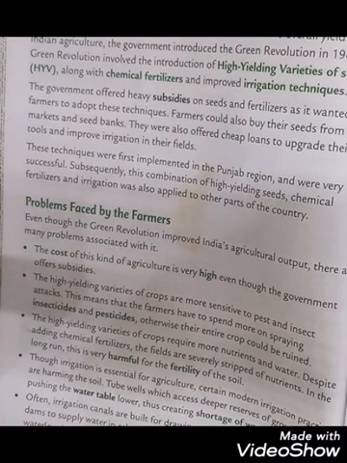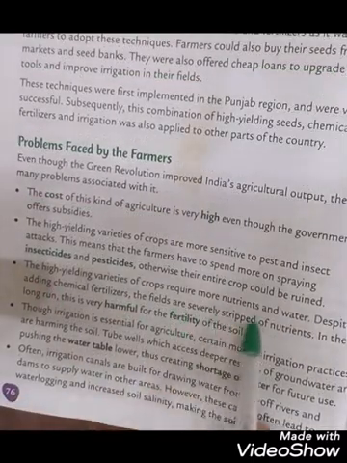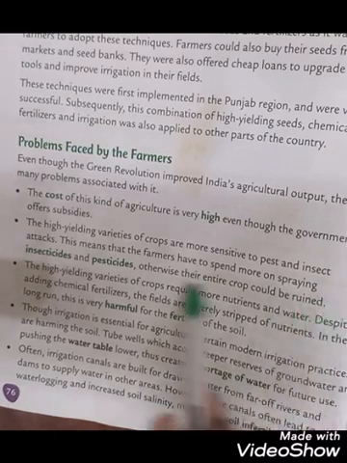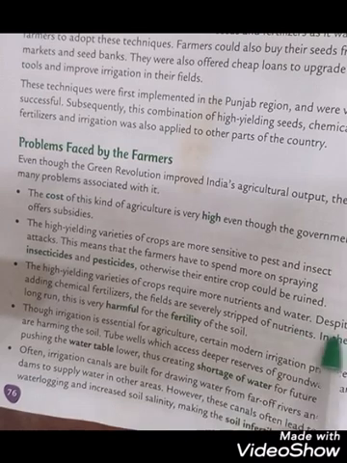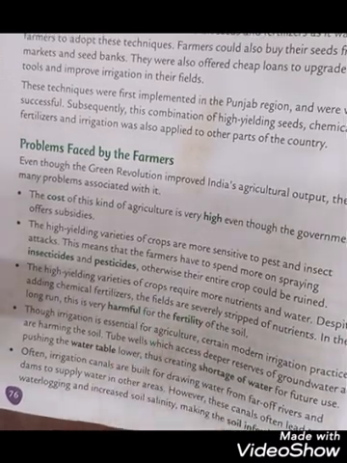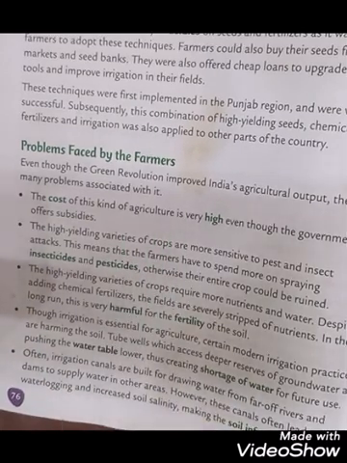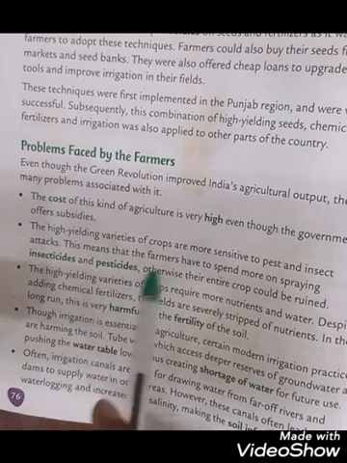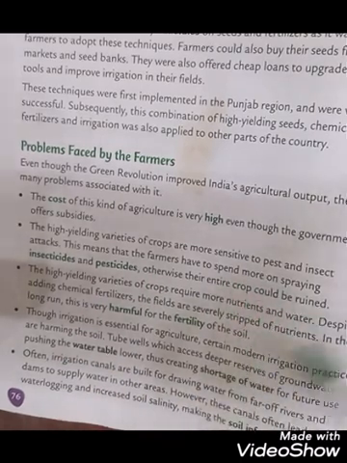Ruined means destroyed. Now, the high-yielding varieties of crops require more nutrients and water. Despite adding chemical fertilizer, the fields are severely stripped of nutrients. In the long run, this is very harmful for the fertility of the soil. So, when the farmers are using high-yielding varieties, as we have discussed in the Green Revolution part, these crops require nutrients and water in larger amounts.